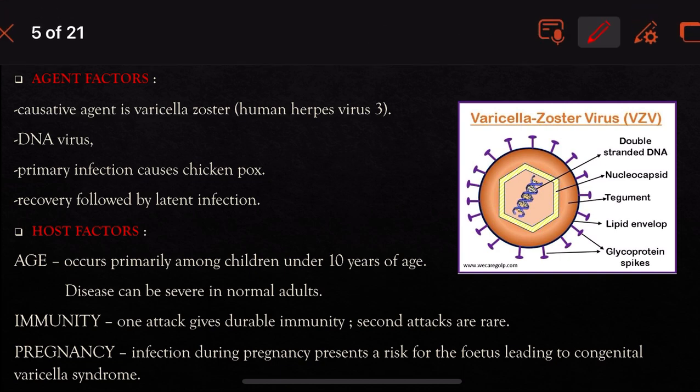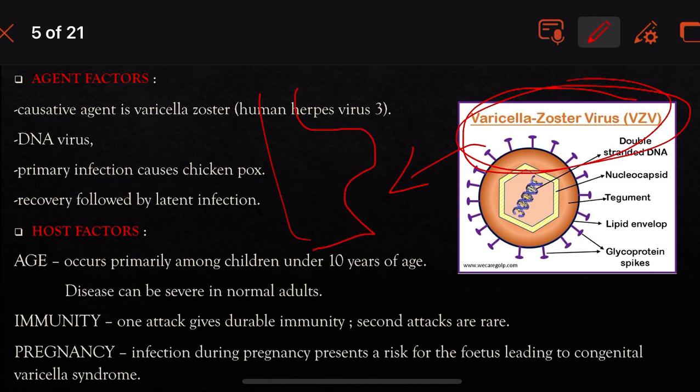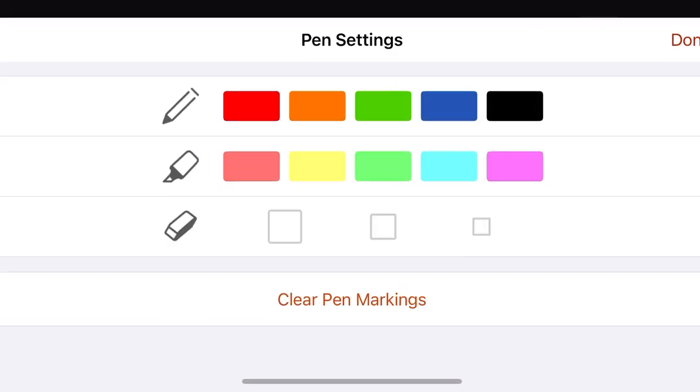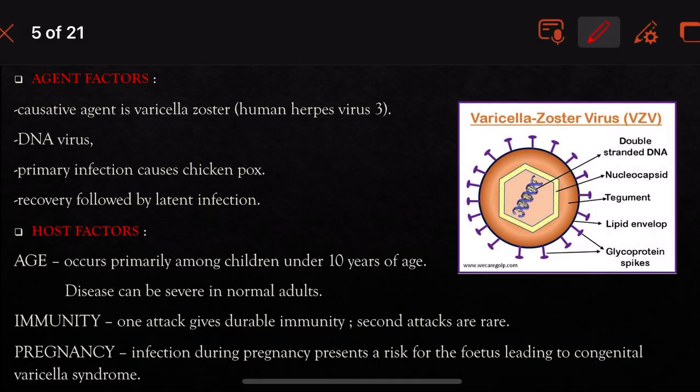So what happens when this varicella zoster virus affects a pregnant mother? If the pregnant mother is affected with varicella zoster virus, the baby will have congenital disease. Congenital is inborn, from birth, those diseases will be there, and it will lead to congenital varicella syndrome.